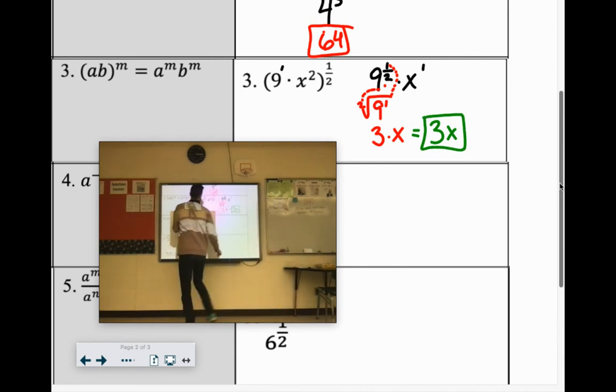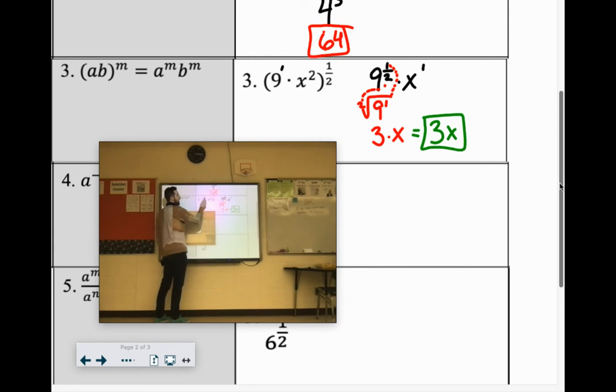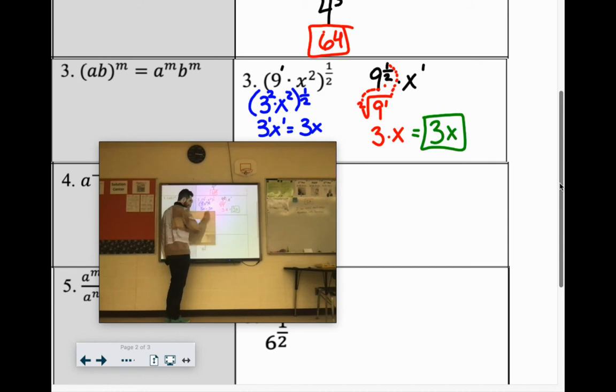The way they probably intended was like, oh, well, 9 could be written as 3 to the second times x to the second. And then when you multiply those exponents by 1/2, half of 2 is 1, so it would be 3 to the first, x to the first, which you would just write as 3x.